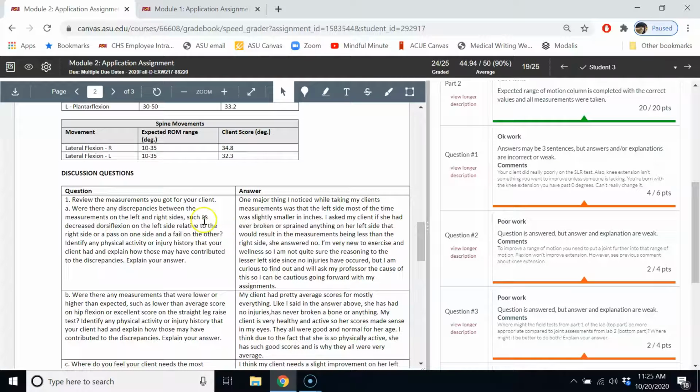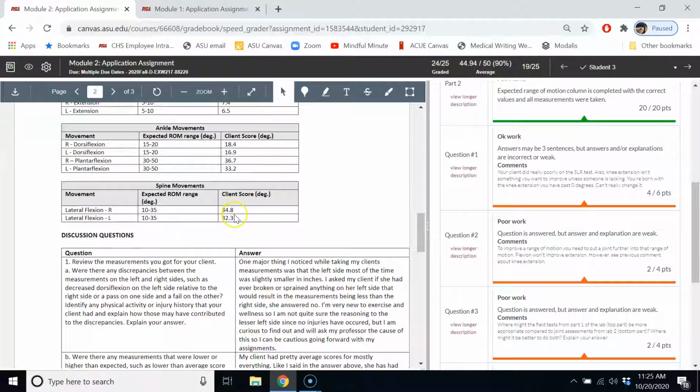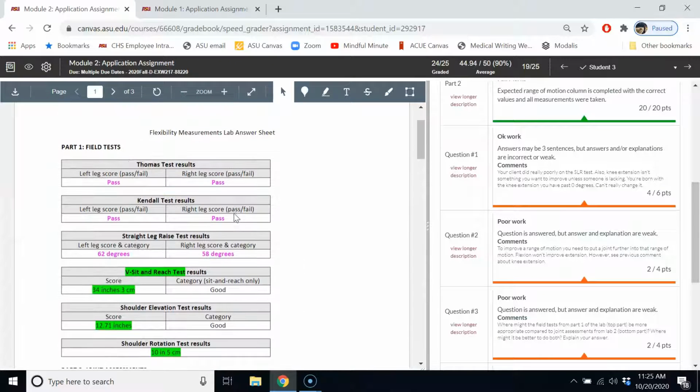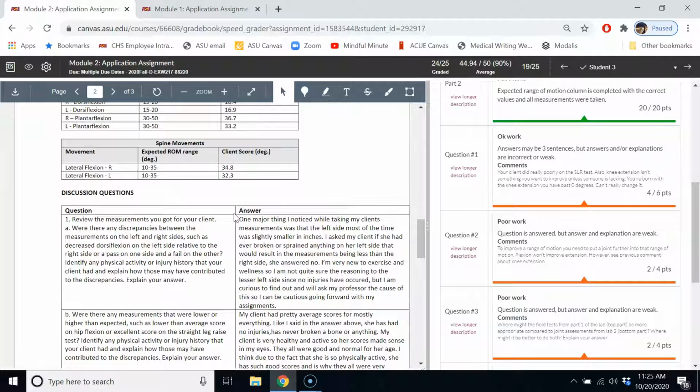For number 1, I'm looking for you to analyze your own results, to compare left side from right side. And then I want you to go back to your new client interview, or if you're doing this on somebody else, maybe think about that person's lifestyle factors. Are they right or left hand dominant? Are they right or left foot dominant? Do they do one sided activities a lot?